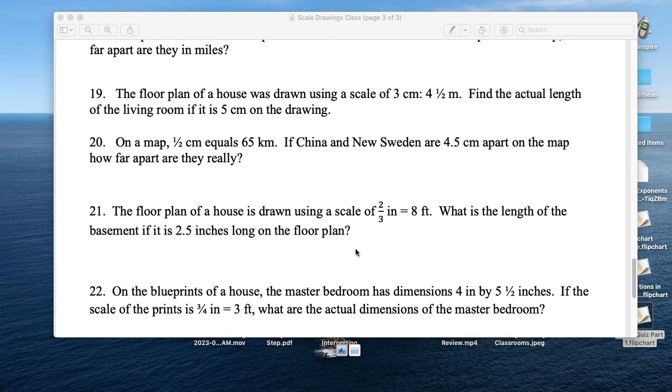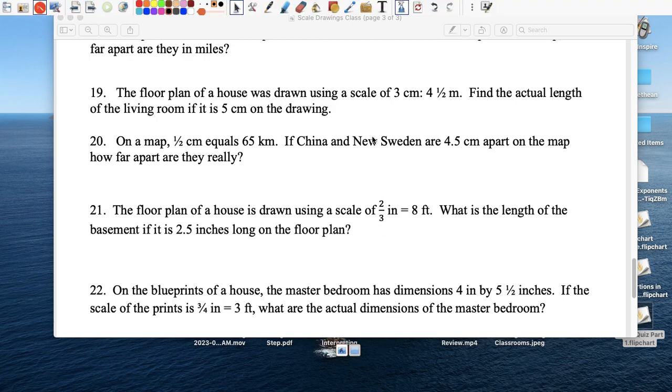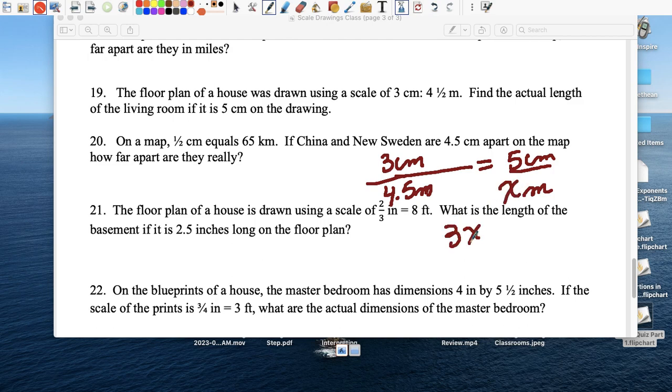Floor plan, 3 centimeters. So again, 3 centimeters is 4.5 meters. The actual length of the living room is 5 centimeters on the drawing. How many meters is it? There's my x. Cross multiply, 3x equals 4.5 times 5, which is 22.5. And divide both sides by 3, and x equals 7.5. So, in actuality, 7.5 meters.